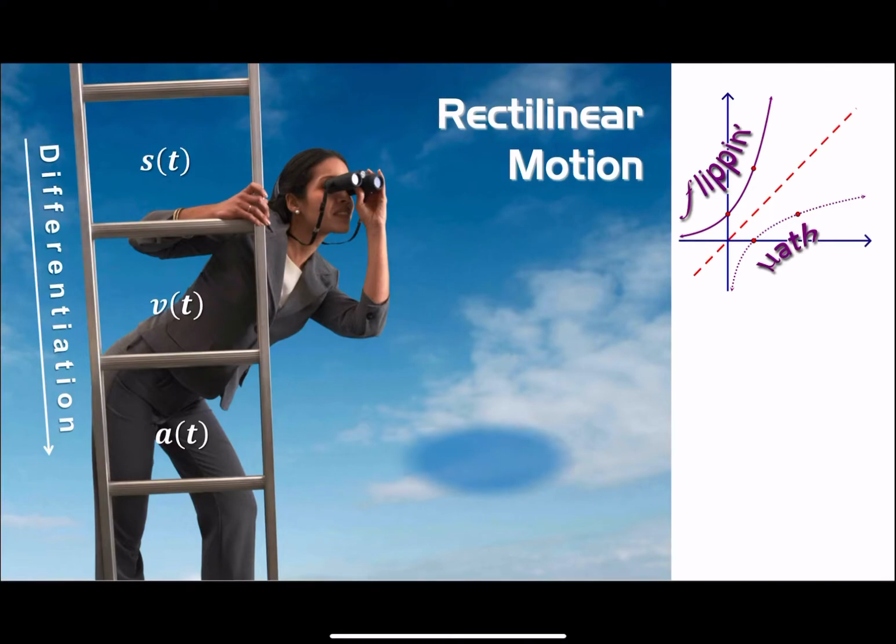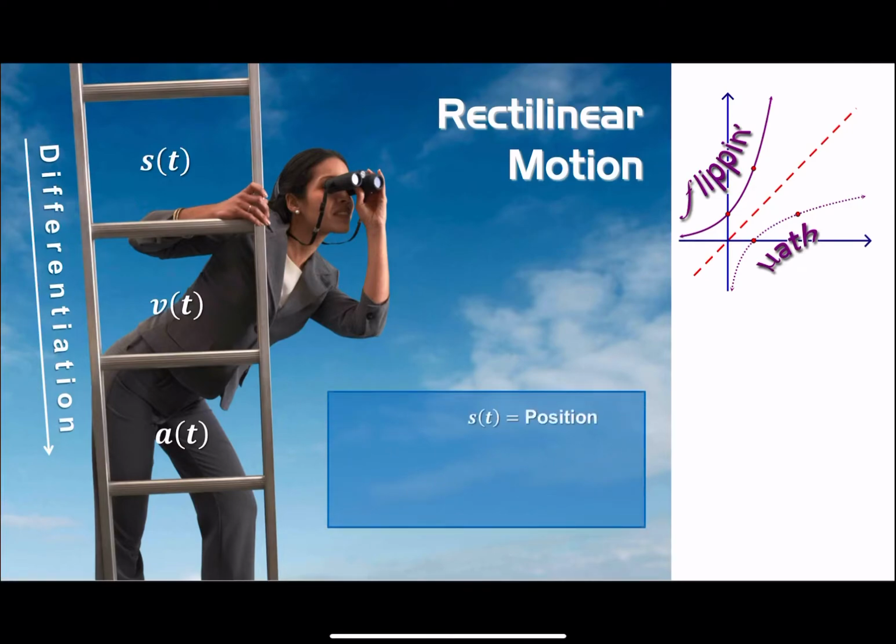So over here in the margin, as a recap, S of t is our position equation. If we take the first derivative, we're going to get the velocity function. If we take the second derivative of the position equation, which is the first derivative of the velocity equation, we're going to get the acceleration function.